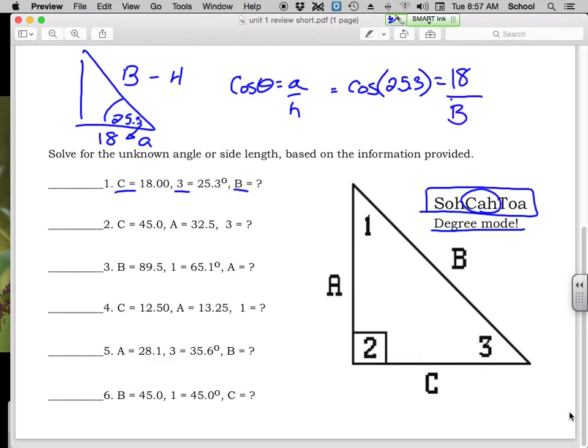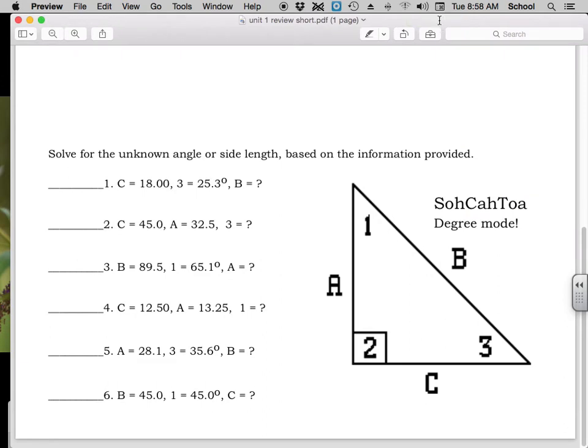With my unknowns at the bottom, these two are going to trade places. So that's going to give me B equals 18 divided by cosine 25.3. So again, double check that your calculator's in degrees, and you're going to have 18 divided by cosine 25.3, and we end up with 19.9. So this would be 19.9. Really simple.